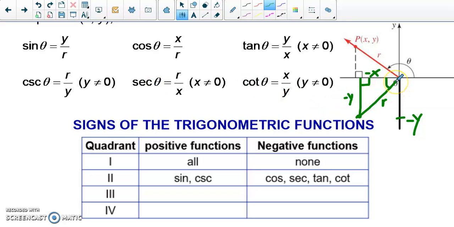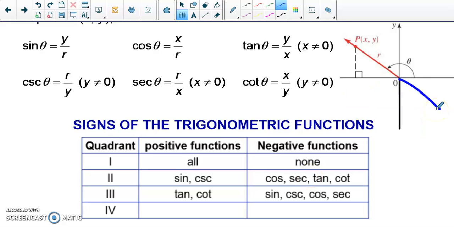And then we have tangent. Tangent is opposite over adjacent. So you can see that we have a negative value over a negative value. So negatives are reducing, or changing, to positive. So tangent and its inverse, cotangent, are positive ratios in the third quadrant.